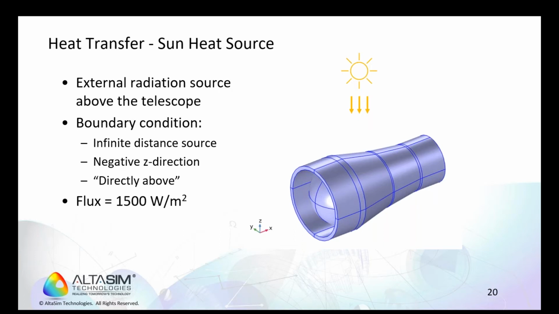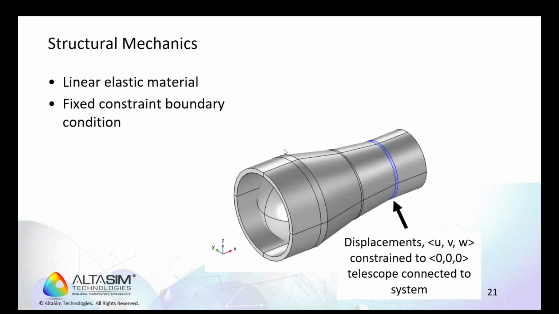So looking at the structural mechanics, first of all, we're going to use all linear elastic materials, so no plasticity in this. And then we are going to fix the constraint boundary conditions here at this band that you see highlighted. And we're going to fix that so that all 3 displacements are set to 0. So this is a fixed condition through here.